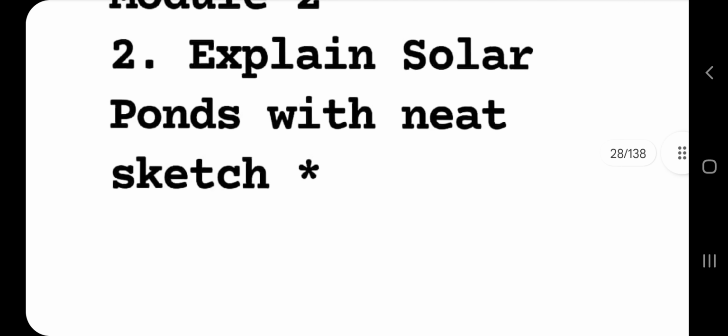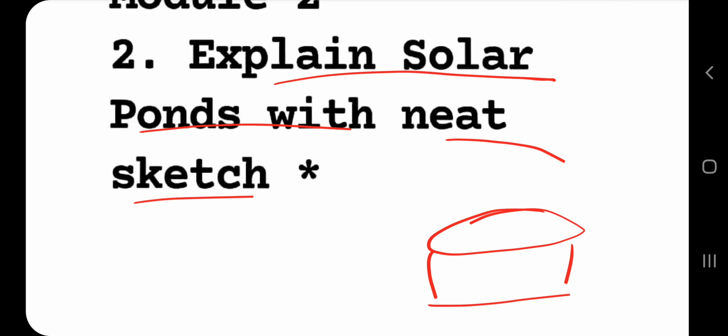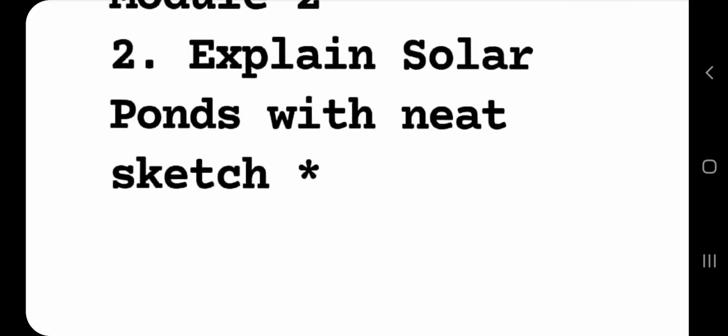Okay, explain solar ponds with a neat sketch. What do you understand by solar ponds? A water pond means where you will be diving and swimming, right? That is what a water pond is. A solar pond means there will be solar parameters defined so that the solar energy is stored. Instead of water, what will be stored? Solar energy will be stored. But it's just like water only.